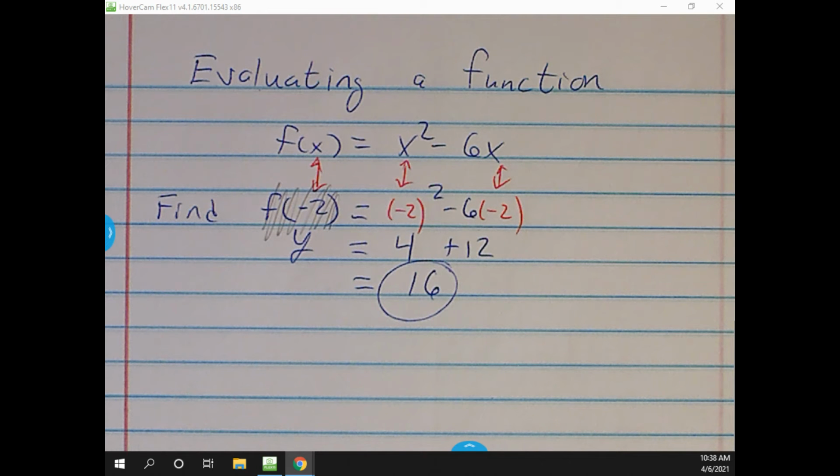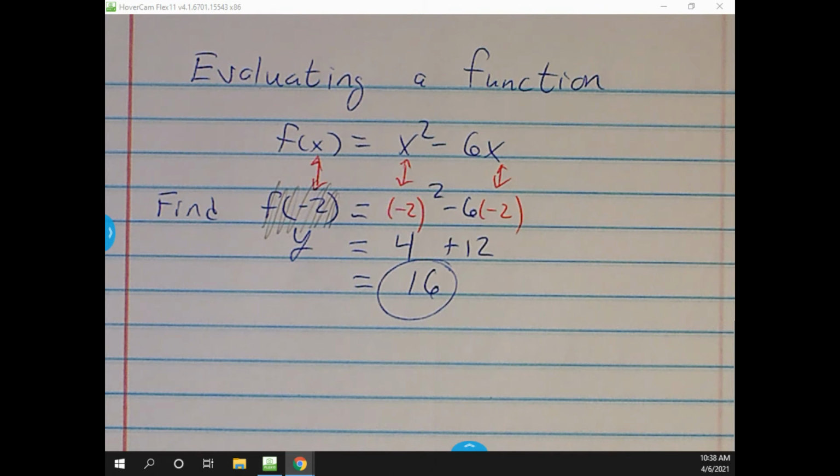Okay, so if that's kind of ringing some bells, if you're going back and thinking, okay, I kind of remember doing that, this is what we're going to do for the second part today with the composition of functions. It's composition of functions, but this is composition when they actually give you a value.